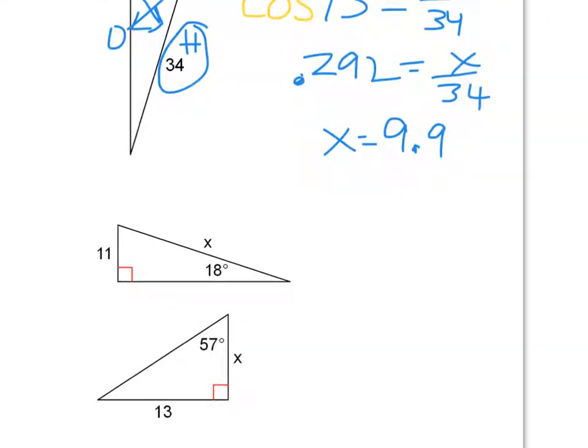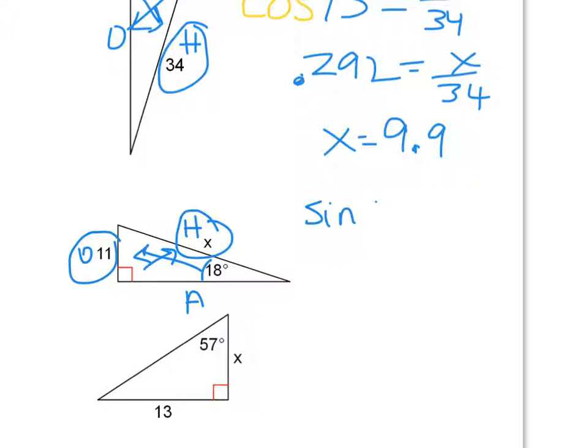First step is label H, O, A. Where do I have a variable? At x. And I have a number over here with the opposite. So I have O and H, which means I'm going to use sine. So sine of my angle is equal to opposite over hypotenuse. So sine, what's my angle? 18 degrees. What's my opposite side? 11. And then my hypotenuse is x.